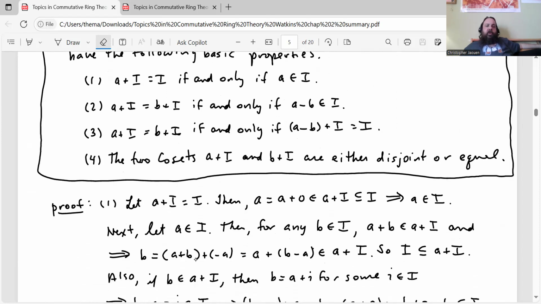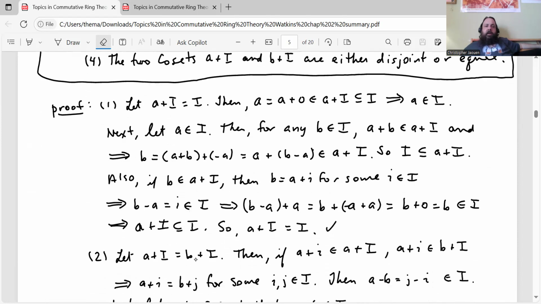So let's prove all four of those down here. Right, number one, let a + I = I. Then a = a + 0, and zero obviously is an element of I, so that's an element of a + I. But a + I is equal to I, so that means that a is an element of I.